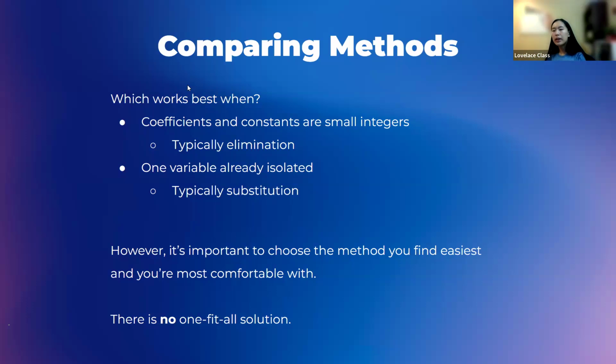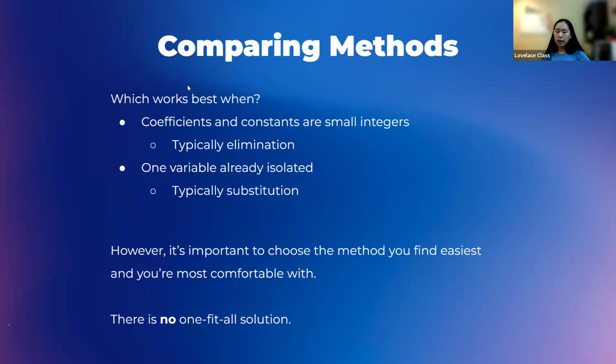And when one variable is already isolated, like if you have 2x plus y equals something, and then you have 3x plus 5y equals something else. Well, we see that the y is already isolated in the first equation, so it's very easy to just use substitution because we can find out what y equals very easily.